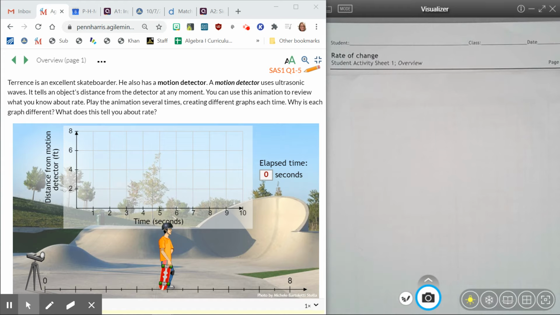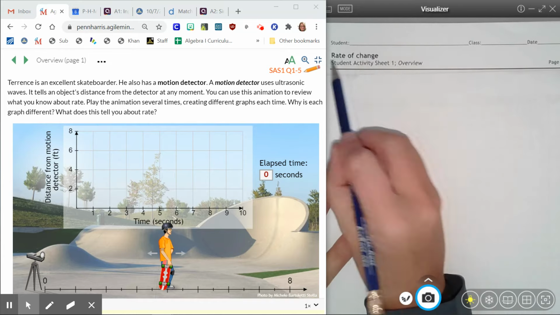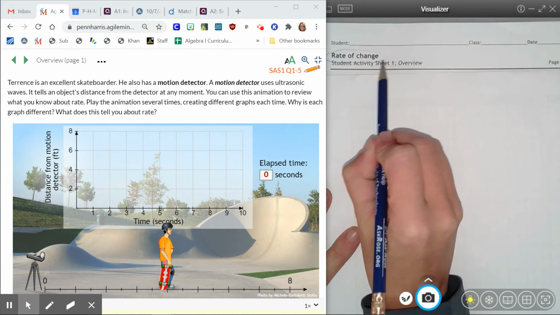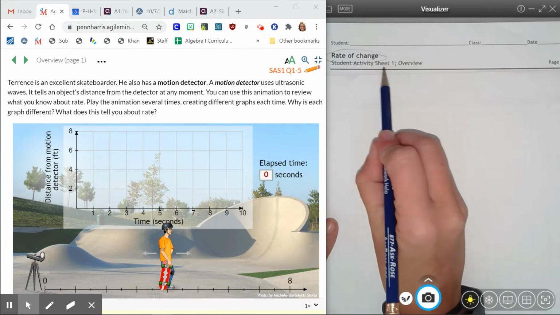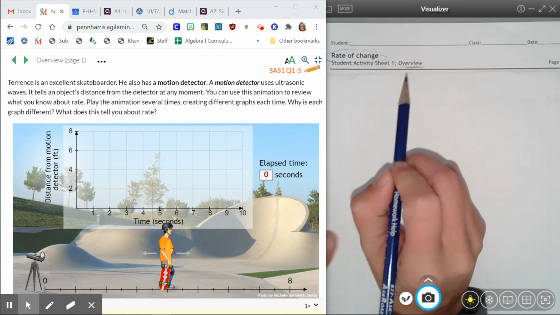Hello, everyone. We are starting a new section today. This is going to be topic four. Topic four, and we're looking for the rate of change papers in our binder. We are working on student activity sheet 1, the overview.